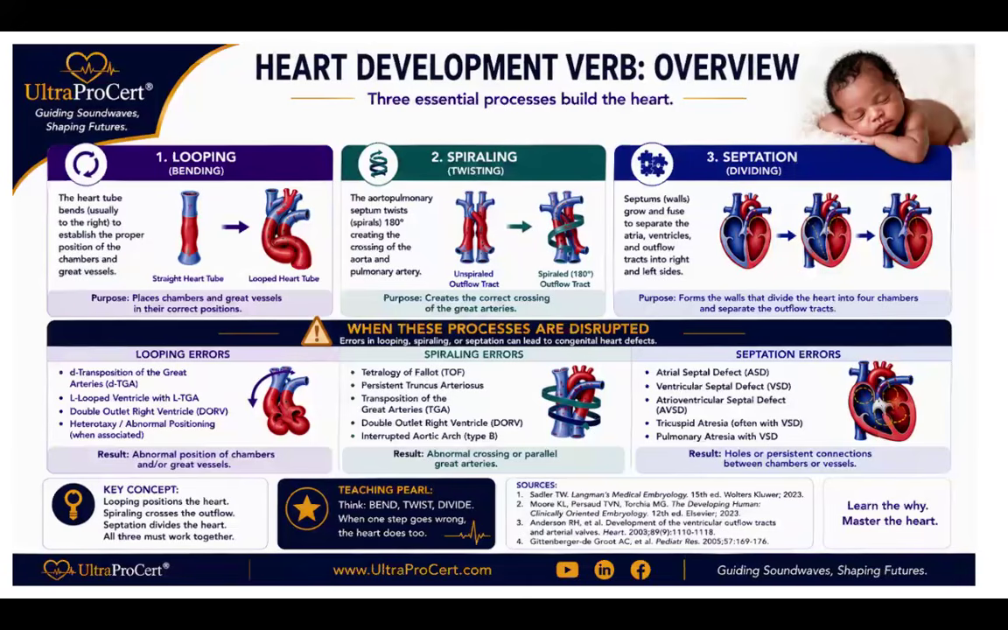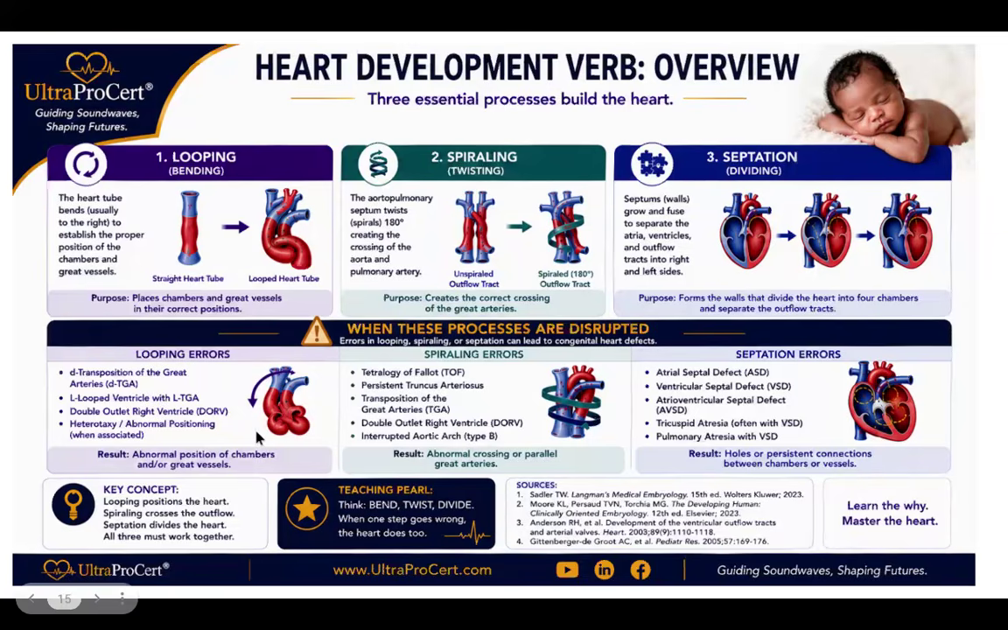Okay. Now, I did speak earlier that we were going to talk a little bit about the looping and the spiraling and the septation phase, only because it is an essential process in heart development. Now, I did list the errors that could occur in each one of these phases, starting with looping.